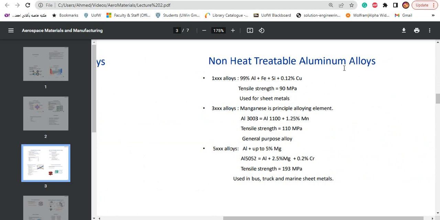Non-heat treatable aluminum alloys are the 1000, 3000 and 5000 alloys. هنا بما انه هو 1000 فده معناه انه هو pure aluminum. 3000 هو المنجنيز، 5000 اللي هو المغنيسيوم.